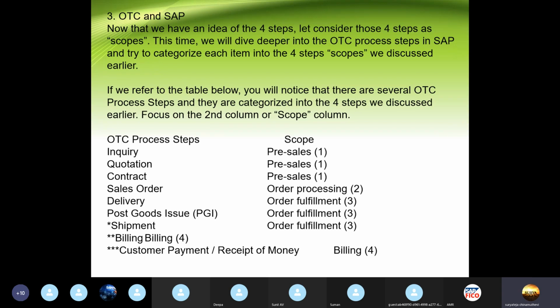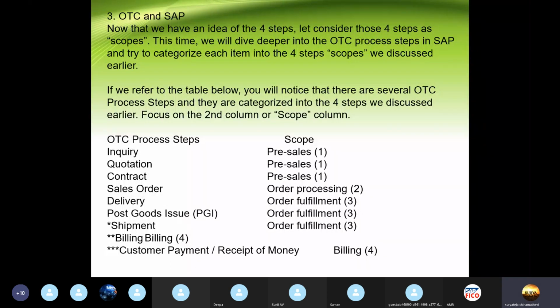OTC and SAP. Now that we have an idea of the 4 steps, let's consider those 4 steps as scopes. This time we will dive deeper into the OTC process steps in SAP and try to categorize each item into the 4 steps scopes we discussed earlier. If we refer to the table below, you will notice that there are several OTC process steps and they are categorized into the 4 steps we discussed earlier. Focus on the second column or scope column.